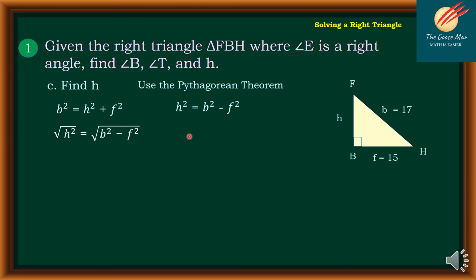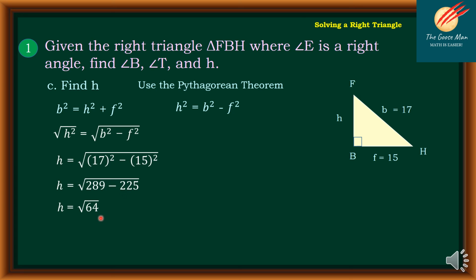Since I'm looking for h, I'll take the square root of both sides of the equation. So I'll come up with h is equal to the square root of b squared minus f squared. However, b is equal to 17 squared minus f is equal to 15 squared. Performing the arithmetic, I have here 17 squared is equal to 289 minus 15 squared is equal to 225. So take the square root of 289 minus 225. So h is equal to the square root of 64. So h is equal to 8 units.